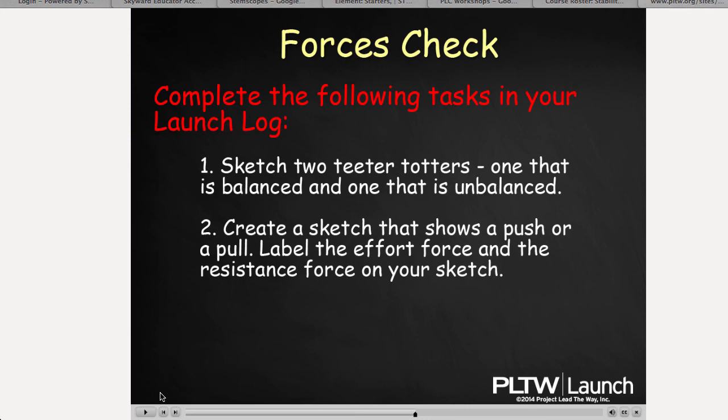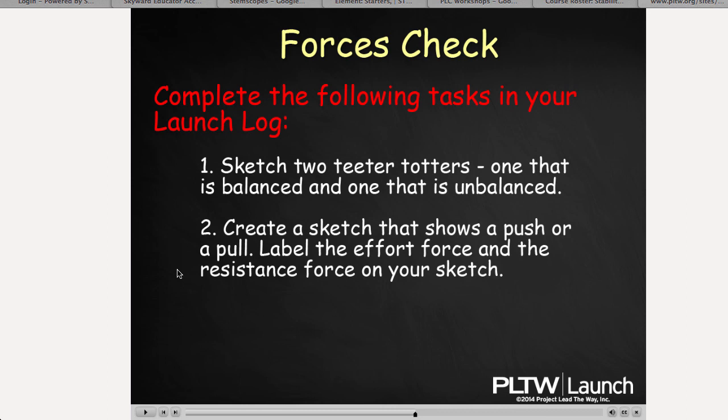Okay, so what you need to bring to class tomorrow is a sketch of two teeter-totters, one that is balanced and one that is unbalanced. A teeter-totter is a seesaw. So just bring one seesaw that's balanced and one that's unbalanced.